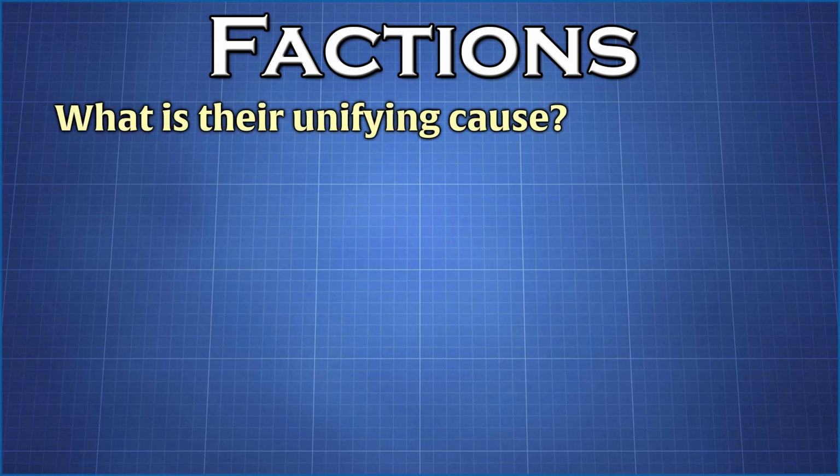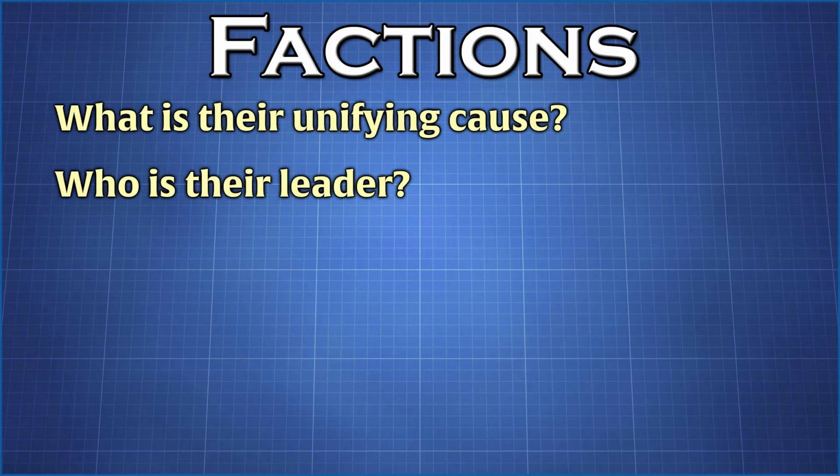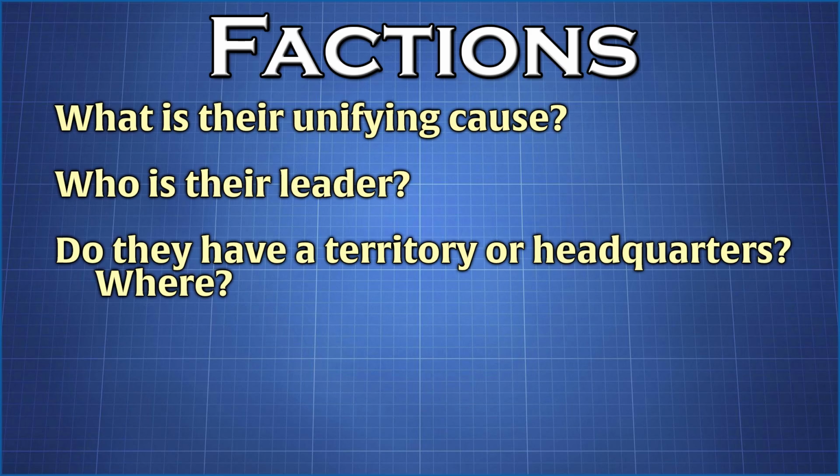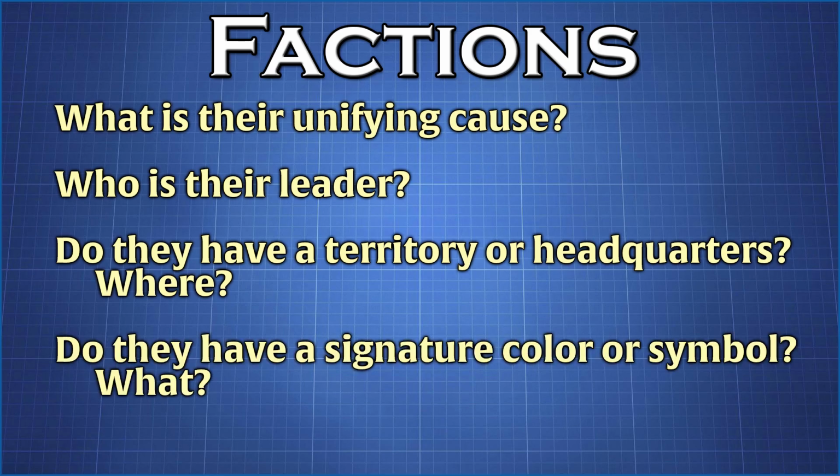With factions, determine what their unifying cause is. Who is their leader? If they have a territory, where is it? Do they have a meeting place? If they do, where is that? Is there a color or a symbol they use, like a guild badge or a graffiti tag? And if so, what does that symbol look like?